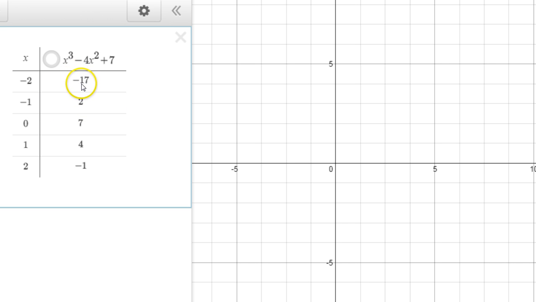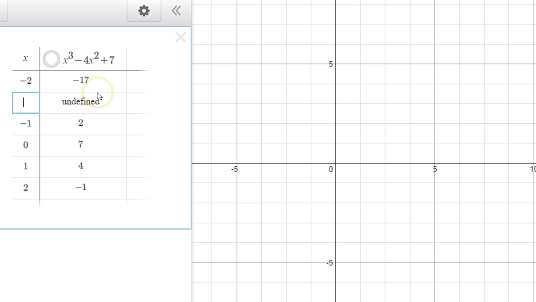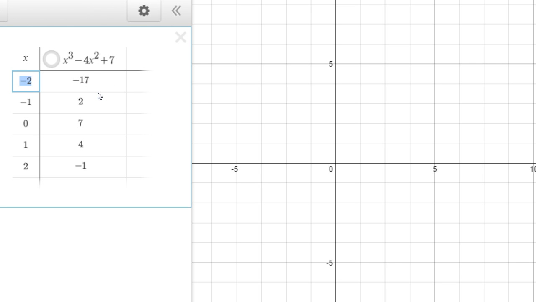Well, we would use the intermediate value theorem. In other words, if you notice from -2 to -1, we go from negative to positive. So somewhere it had to cross through 0. So there's an answer somewhere between -2 and -1.